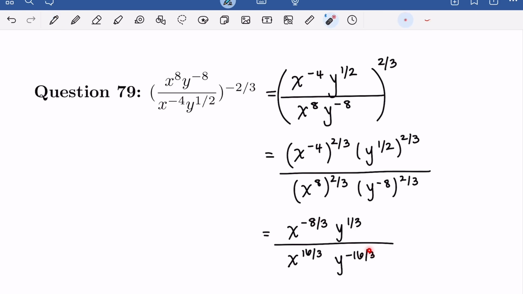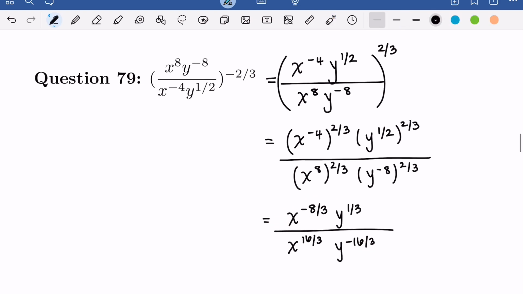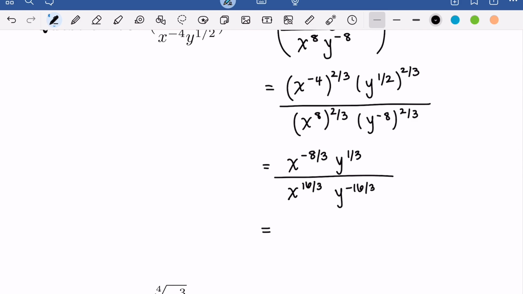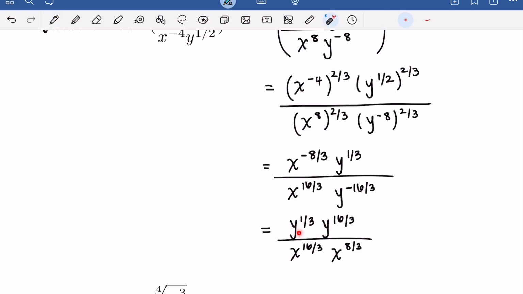So what we're going to do is bring this guy to the top and write it with positive exponents, and then this guy's going to go to the bottom here. So we're going to end up with, running out of room here, we're going to have y to the 1/3 times y to the positive 16/3, and in the bottom we still have x raised to the 16/3 power, and then we're going to bring down this x raised to the 8/3 power. Now from here, notice in the numerator we have the same base for these two guys, so that means we can add their exponents. So our final answer in the numerator, we're going to have y raised to the 17/3 power.